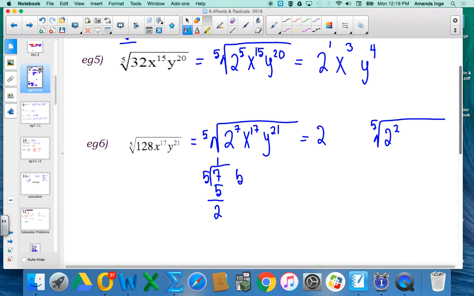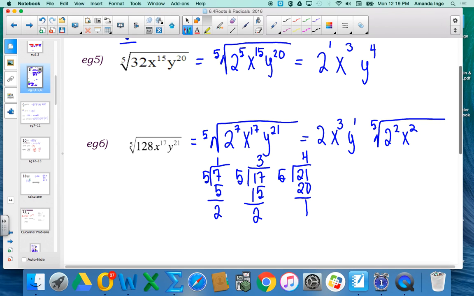I divide 5 into 17, goes 3 times, with 2 left over. So I have x cubed with x squared underneath the radical sign. 5 goes into 21, 4 times, with 1 left over. So I have y to the 4th, with 1 y left underneath the radical sign. So in simplest form, this is 2x cubed y to the 4th times the 5th root of 2 squared x squared y to the 1st.